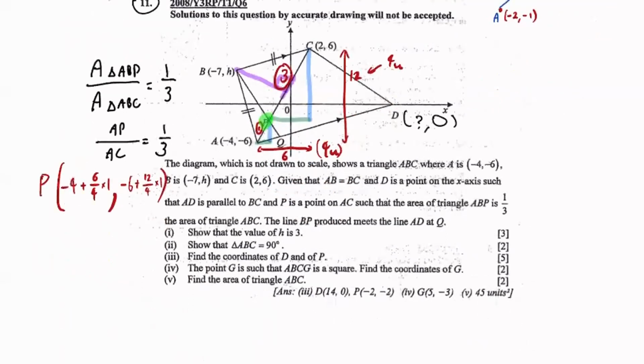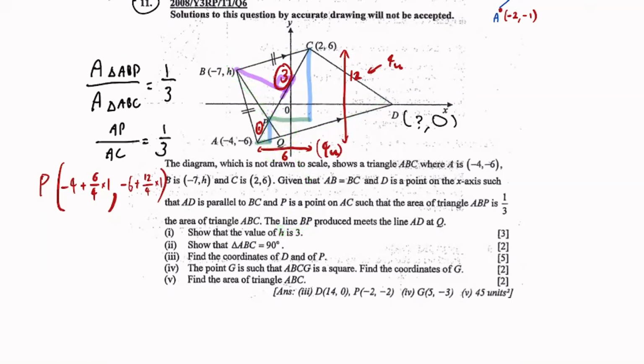Good. How about point D? Did we find point D already? Not really. Actually, let's just answer the question first. I'll continue reading the rest of the question. AB equals BC, D is a point on the x-axis. AD is parallel to BC. P is a point on AC, so that you have that ratio of the area. Line BP, this whole line, meets the line AD at Q over here.